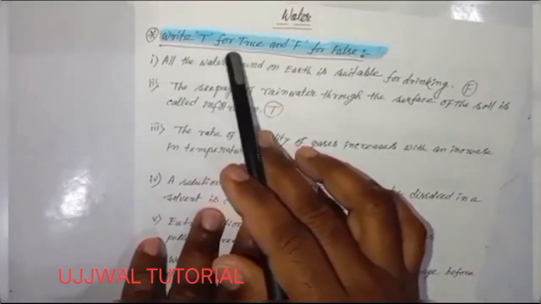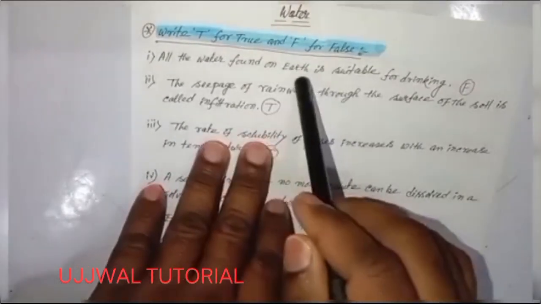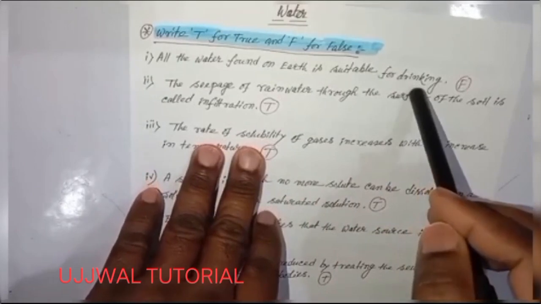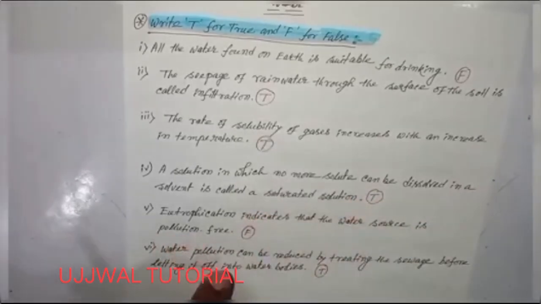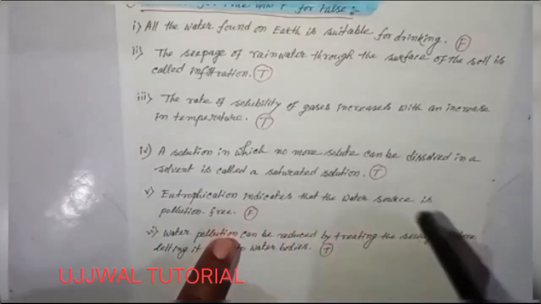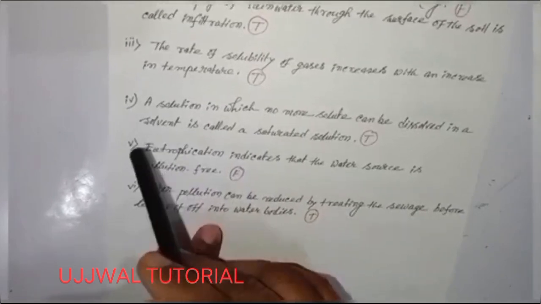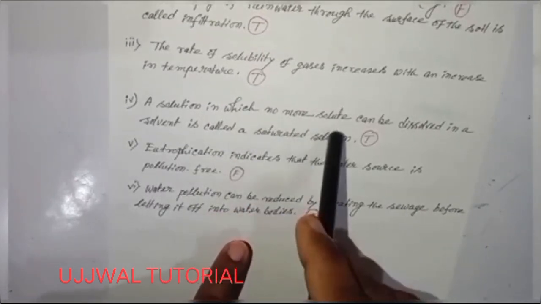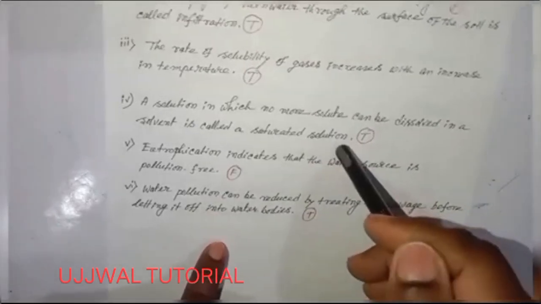Next item, write T for true and F for false. All the water found on earth is suitable for drinking. False. The seepage of rainwater through the surface of the soil is called infiltration. True. The rate of solubility of gases increases with an increase in temperature. True. A solution in which no more solute can be dissolved in a solvent is called a saturated solution. True.